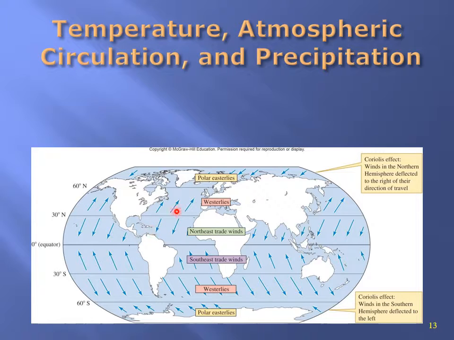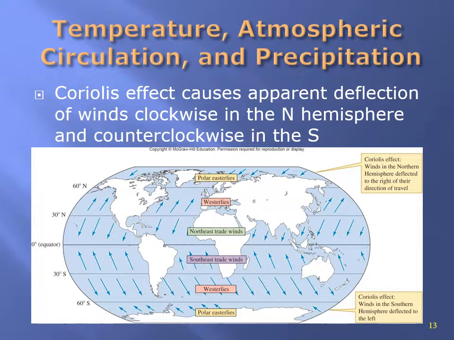And the reason that the winds seem to move at an angle is not because the winds are actually blowing at that angle. They're actually blowing directly north and south, but the Earth is spinning, and so as the Earth spins, the air moves with that spin of the Earth. And so this is called the Coriolis effect, and that causes the apparent deflection of winds clockwise in the northern hemisphere and counterclockwise in the southern hemisphere.